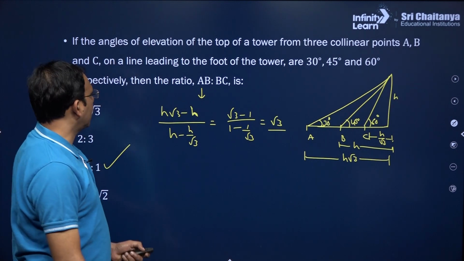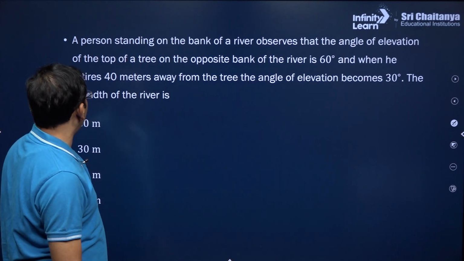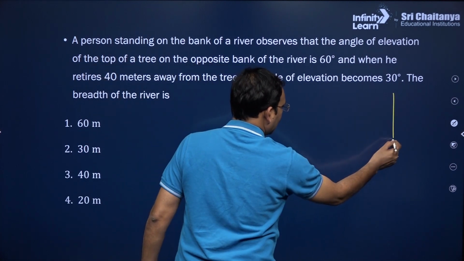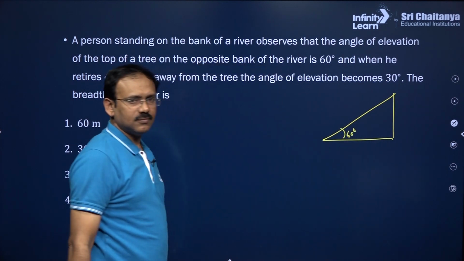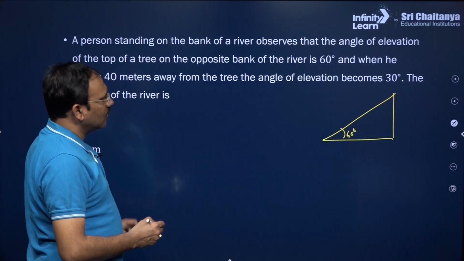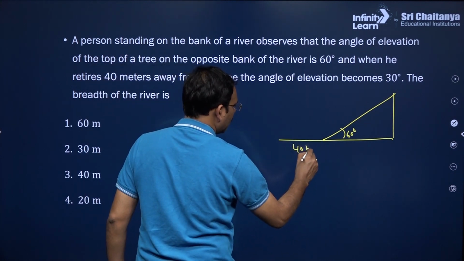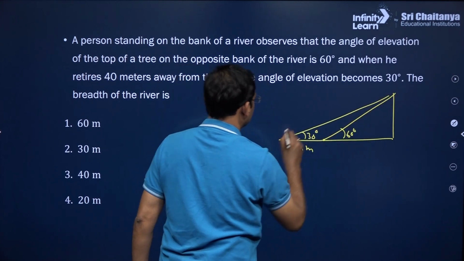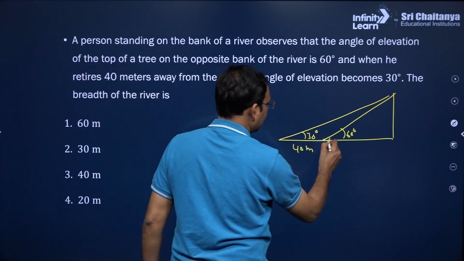That is all. Next, you see, a person standing on the bank of a river observes that the angle of elevation of the top of the tree on the opposite bank of the river is 60 degrees. Tree, river, person, angle of elevation 60 degrees. Okay. And when he retires 40 meters away from the tree, the angle of elevation becomes 30 degrees. So, he moved 40 meters away from the tree, this side, and he observed that angle of elevation to be 30 degrees, my dear friends. Okay. The breadth of the river is, I want the breadth of the river.